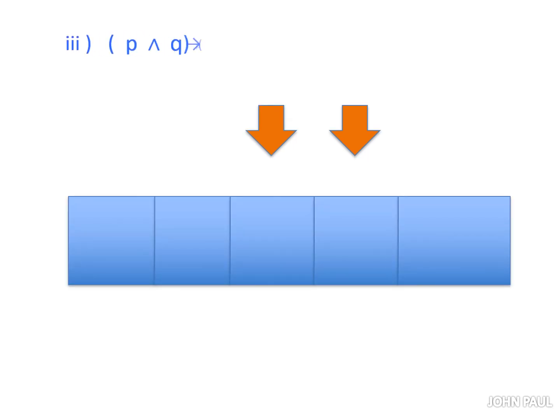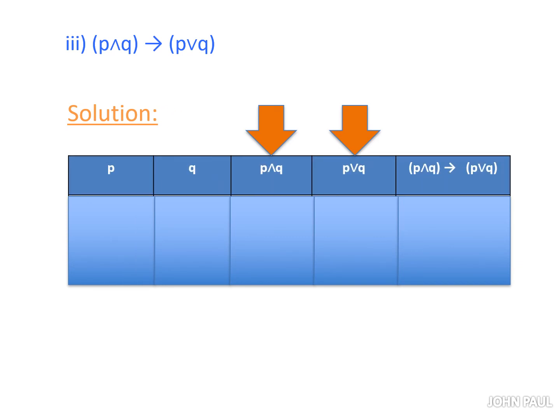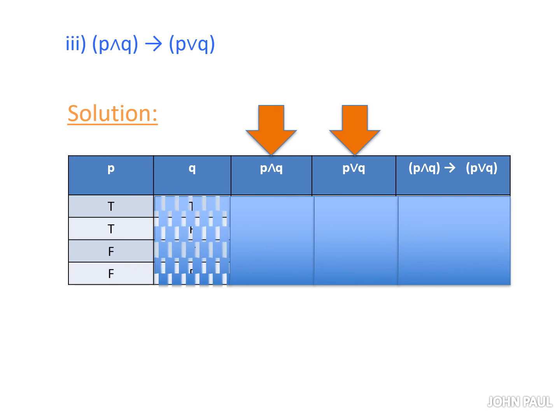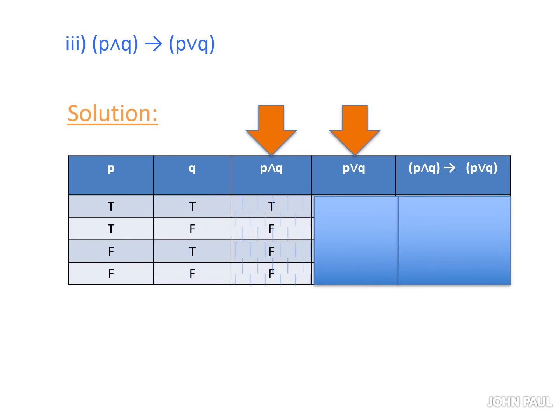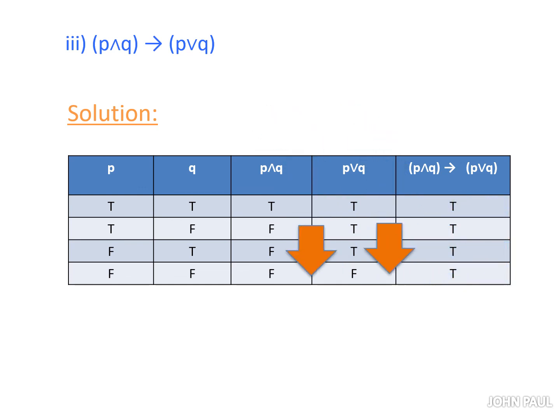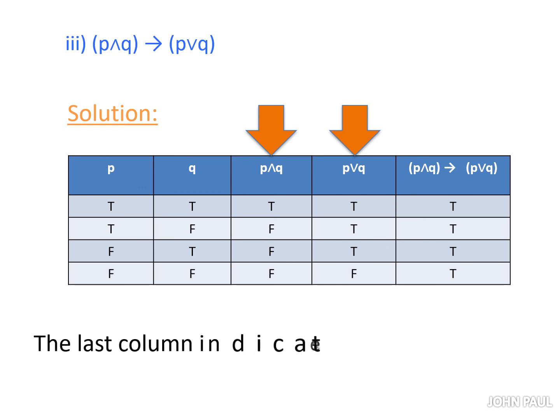Third one, P and Q conditional P or Q. Solution, draw the table, the value of P, Q, P and Q, P or Q. Then by using both these columns, write the last column. It indicates it is all true, therefore it is tautology.